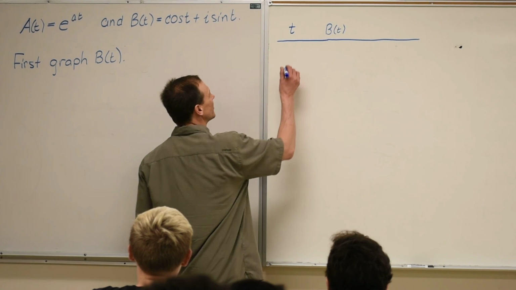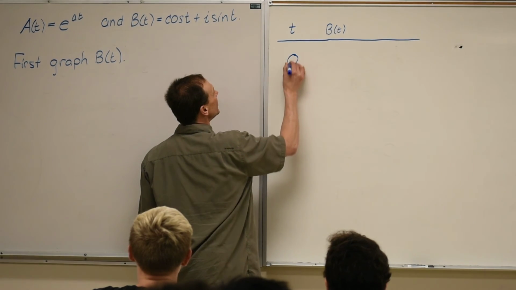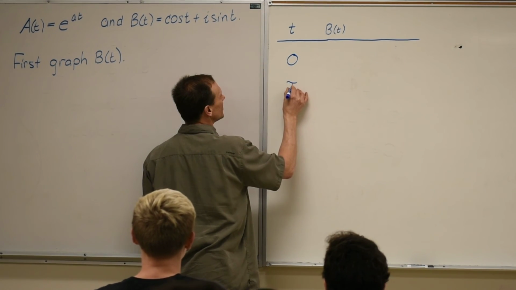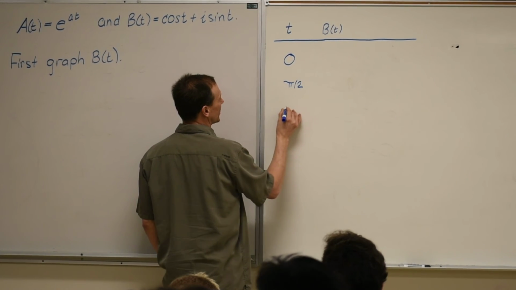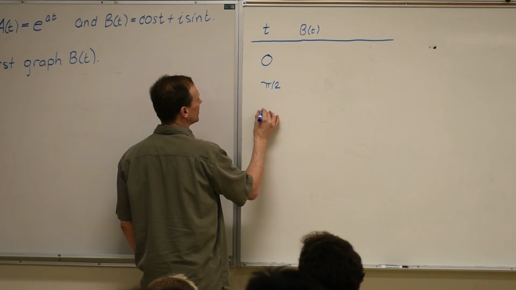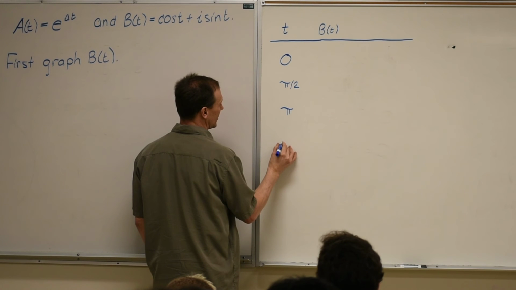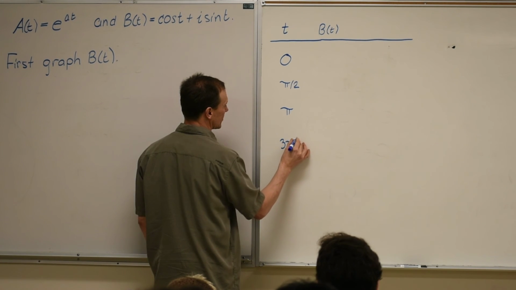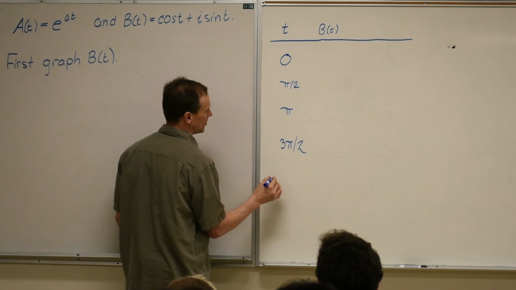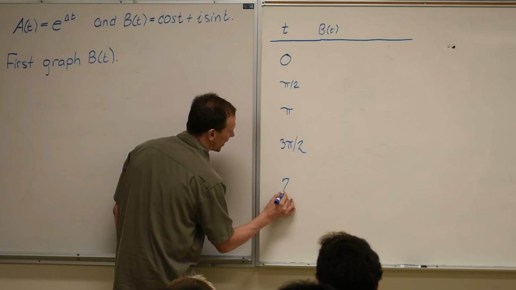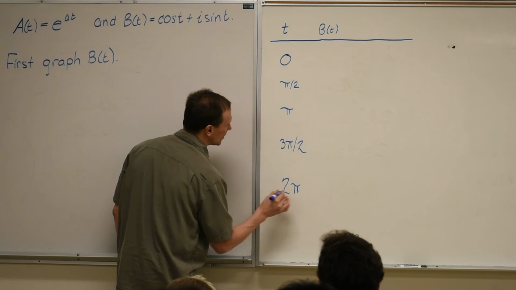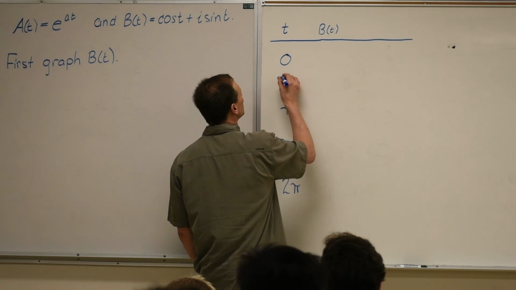So let's start at 0. And then we're going to go to pi over 2. And then we're going to go to pi. And then we're going to go to 3 pi over 2. And finally we'll try 2 pi and let's see what happens. Okay, if you have colors, this might be a good problem.